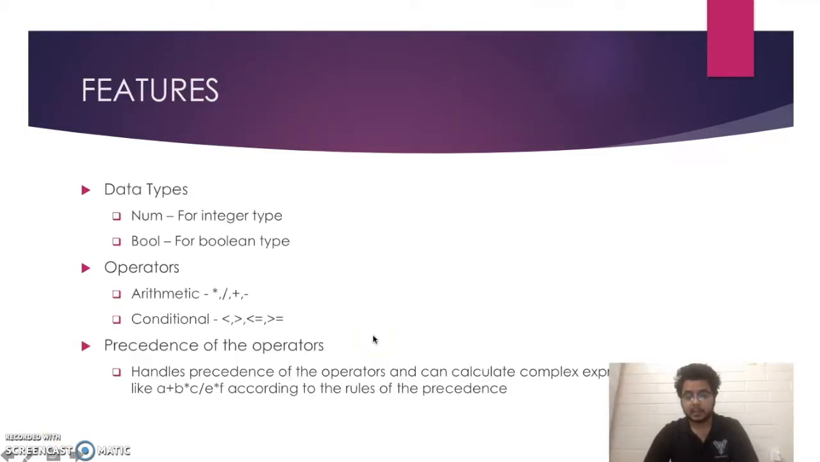Hello everyone, I'm Aditya and I'll be going through the features and the grammar of our language. So these are the following features that are supported by our language. We have data types, which are num for the type integer, and bool for boolean type. We also support the normal arithmetic and conditional operators like multiplication, division, addition, subtraction, along with less than, greater than, less than or equal to, greater than or equal to, and so on. We are also handling the precedence of the operators in our grammar.